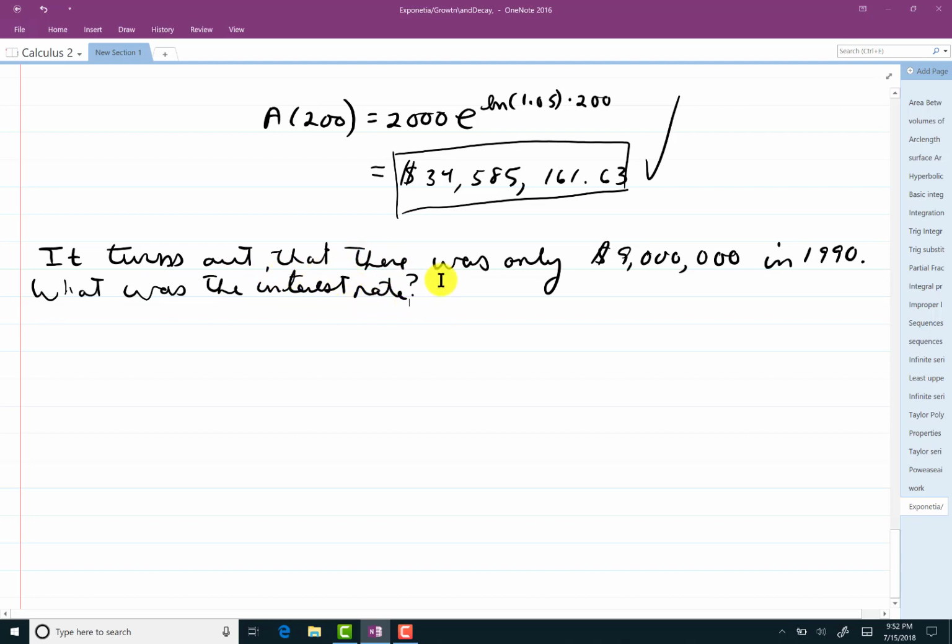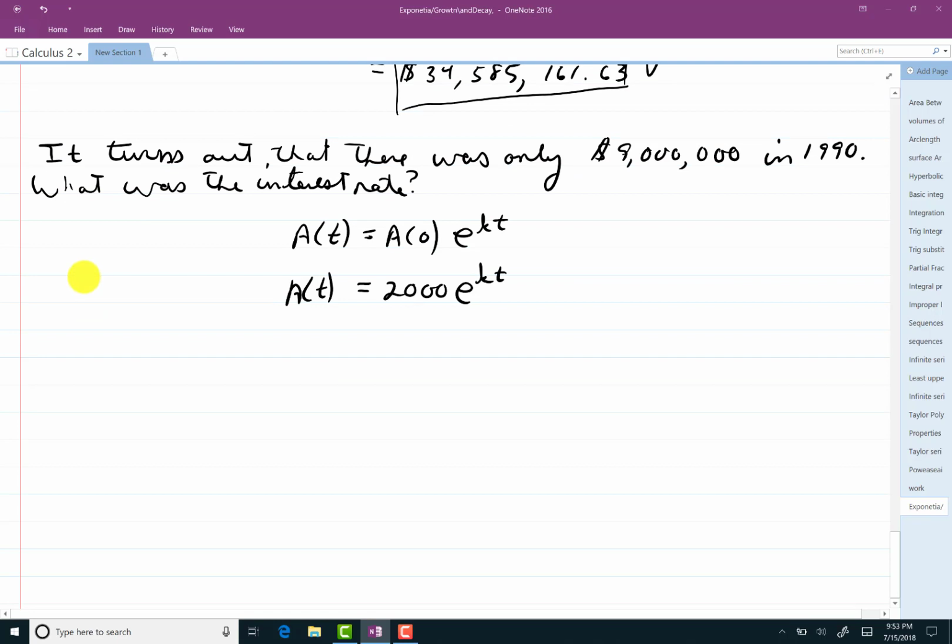Well, let's see what happens here. We still have this thing, A of t equals, we don't have the 1st and 2nd year, but we do know this. We still know that it's A of 0 times e to the kt. We do know a couple of things. We know still that A of 0 was $2,000. But now, instead of the 2nd year being $2,100, we do know that the 200th year, we know that A of 200 was $9 million.